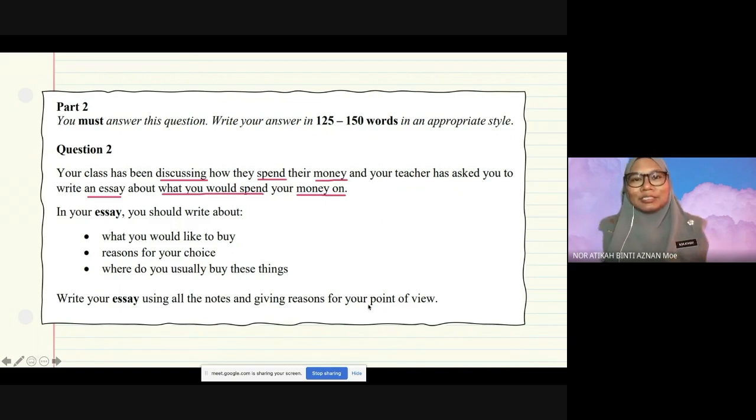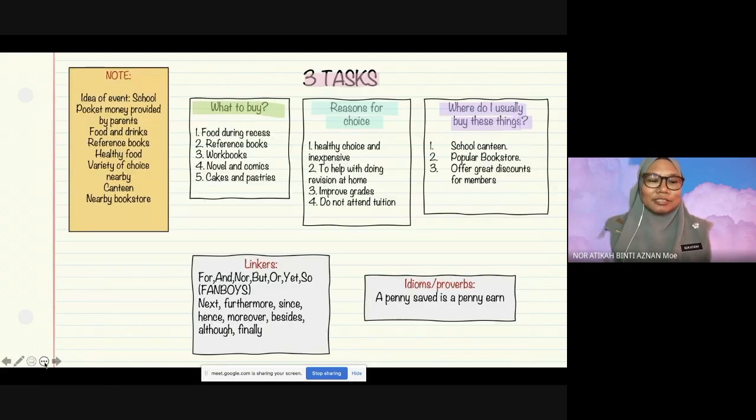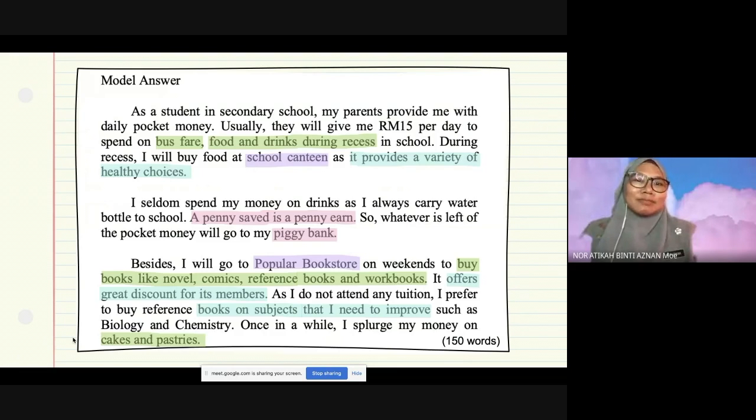Now, this is the part where we want to say argumentative, giving opinion on whatever topic. So you should express your opinion, how you spend your money. You are going to write the essay to your teacher, so the tone of the language should be formal. Candidates must address the tasks mentioned in the rubric. Okay, so these are the notes. The notes here, I randomly wrote whatever is possible. Here is the model answer.